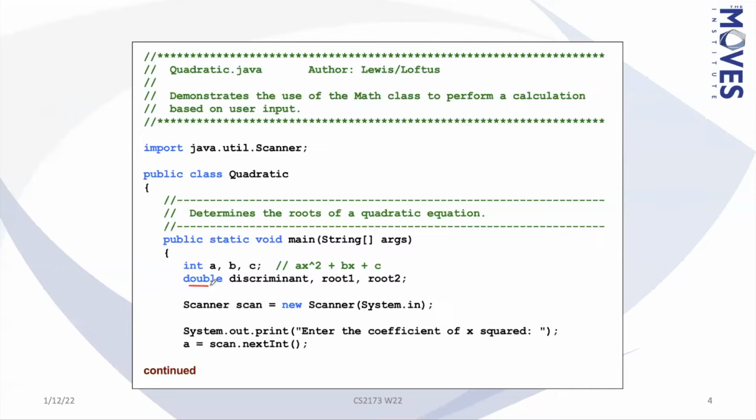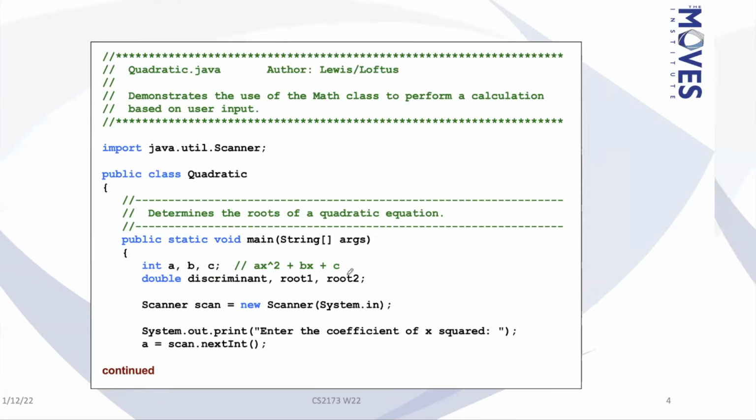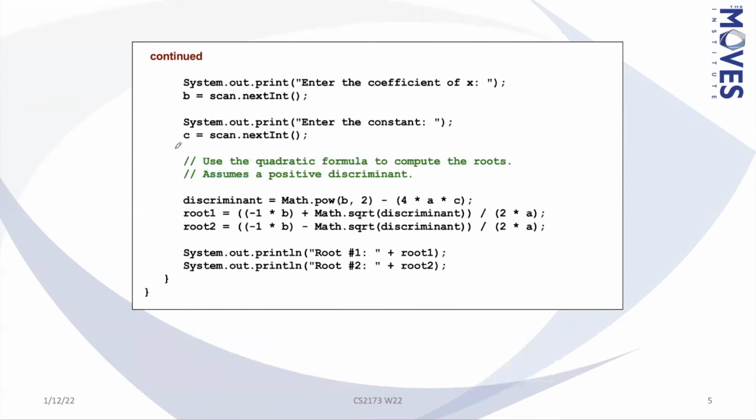Then again, notice that even the book starts using doubles here. When we're doing these kinds of computations, you always want to use doubles. That's why I emphasize that just in general, if you're using floating points, use doubles. So here it prompts for integers for the a, b, and c, the different coefficients.